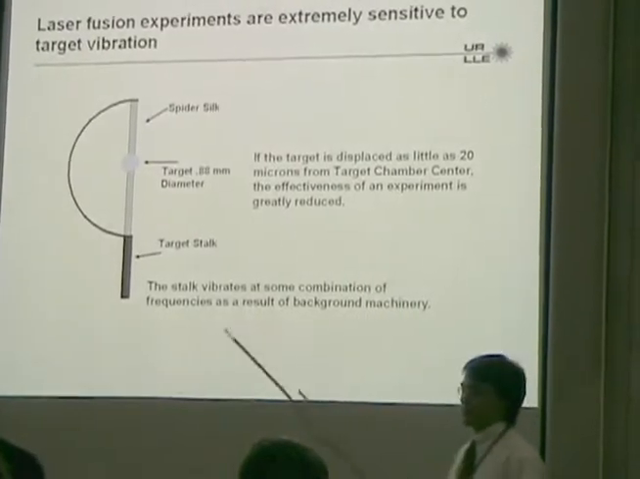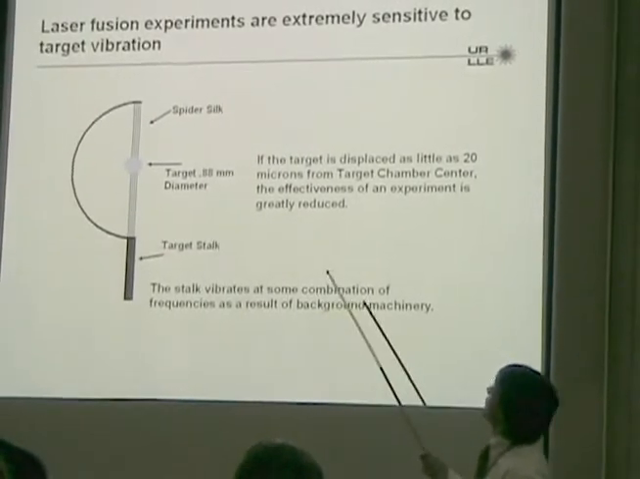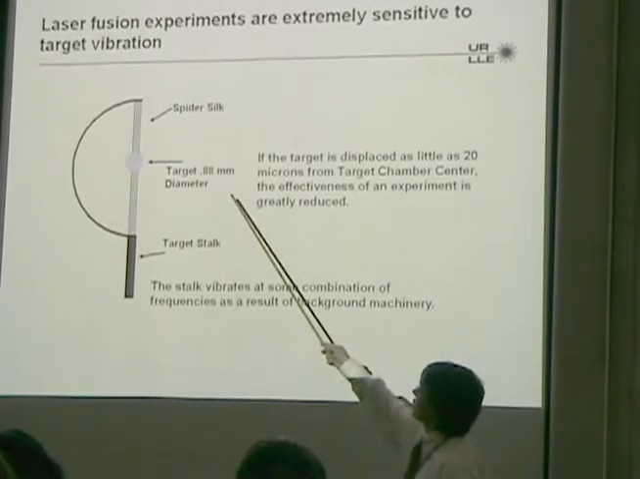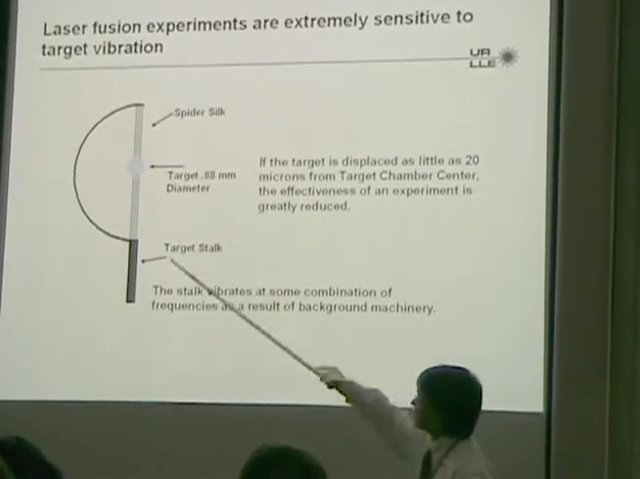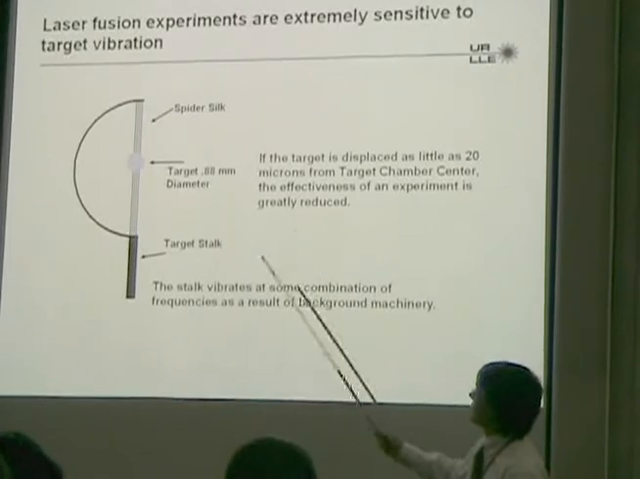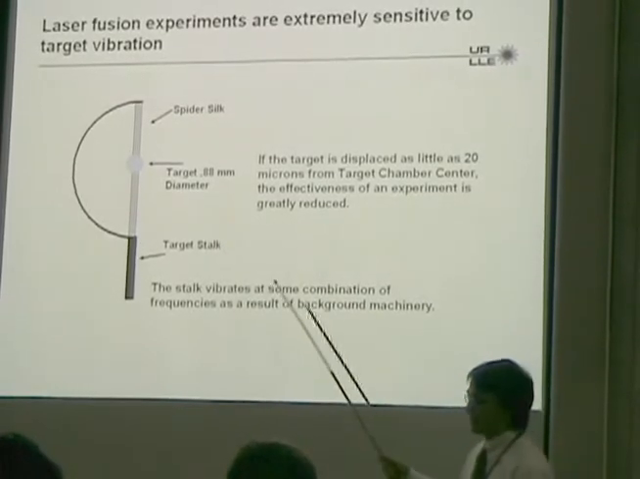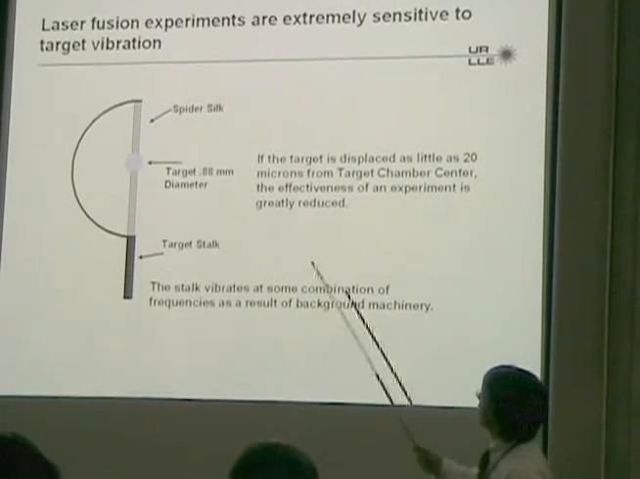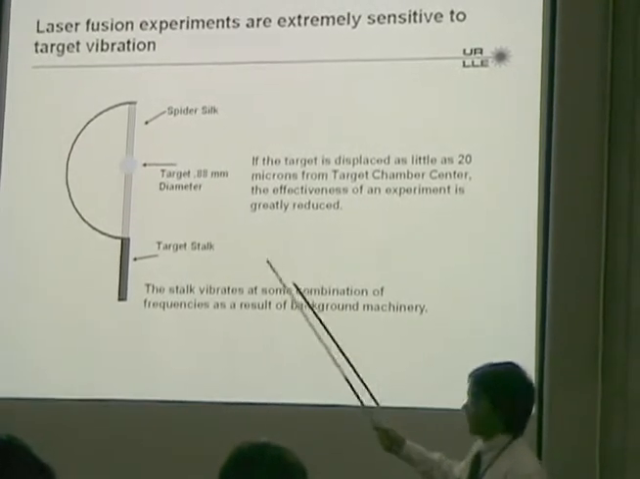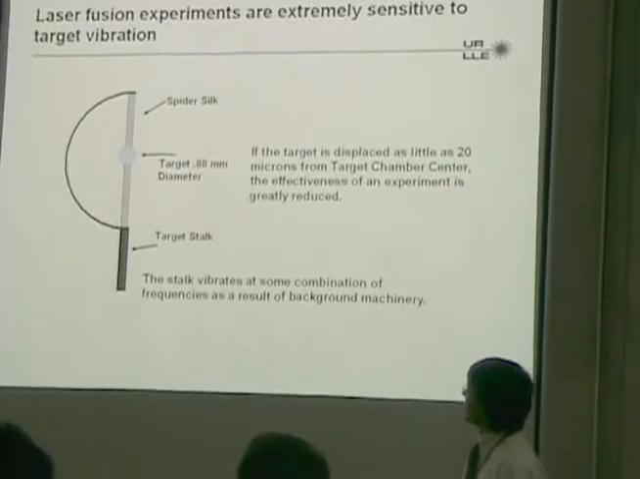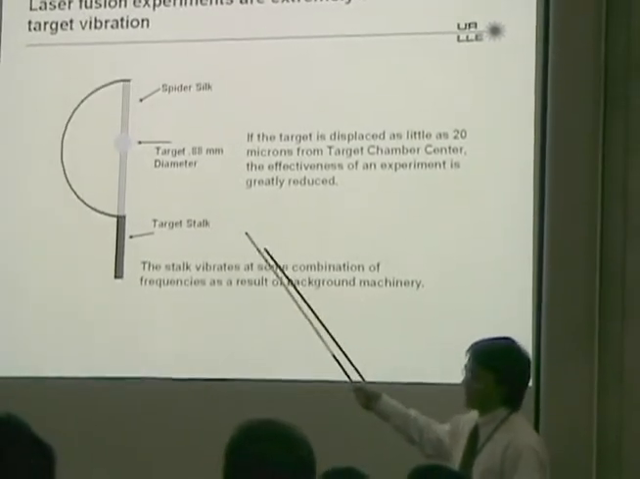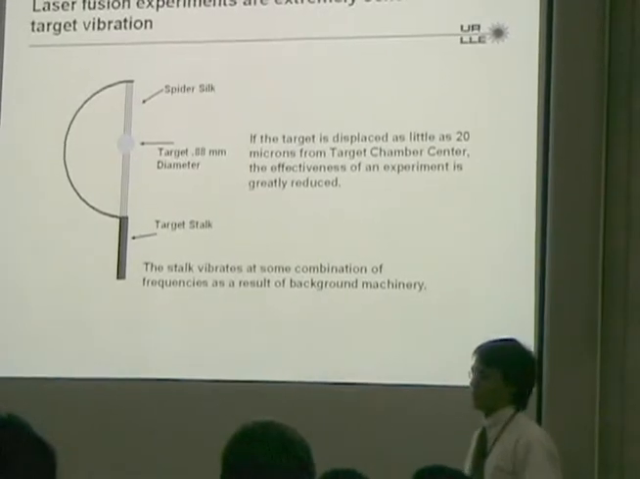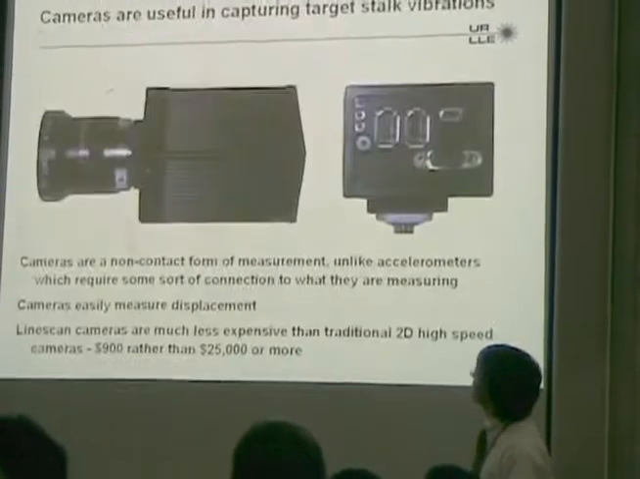So, why do we care that the target is vibrating? Laser fusion experiments are extremely sensitive to target vibration. So you've got this target that you just saw mounted on 4 spider silks suspended on a target stalk. And that target vibrates back and forth. But if that target vibrates more than 20 microns, or 20 times 10 to the negative 6 meters, from target chamber center, then it will greatly reduce the effectiveness of any experiment. So we have to find out why that target is vibrating, try to isolate what frequencies it is vibrating at as a result of background machinery, and limit that vibration.